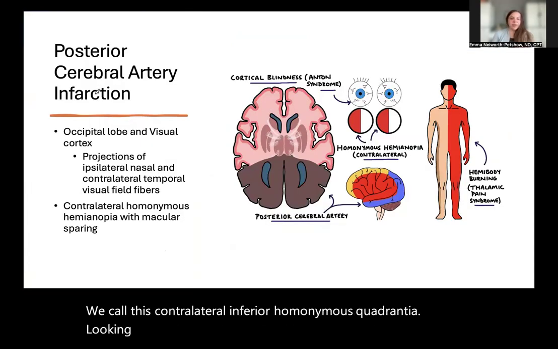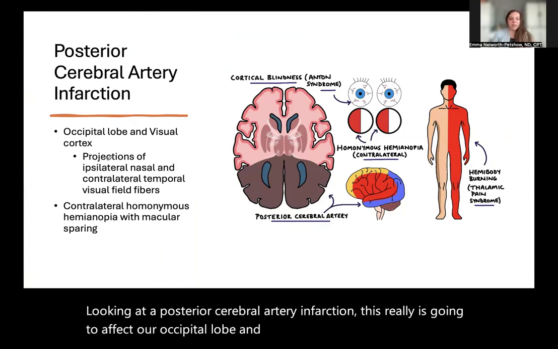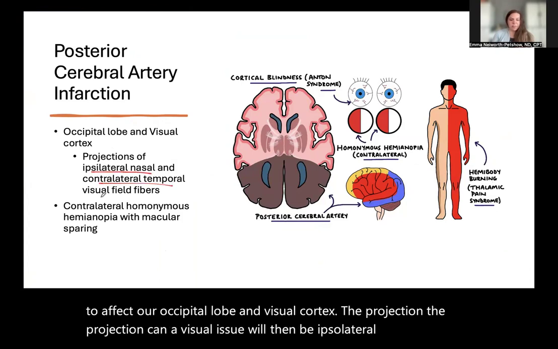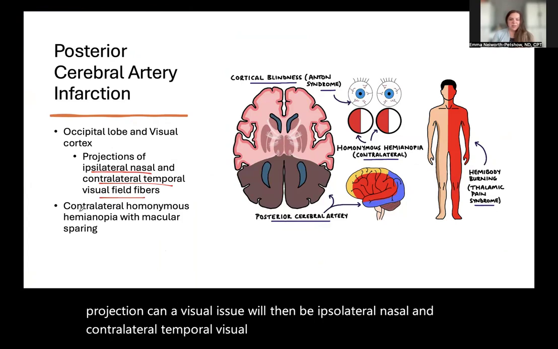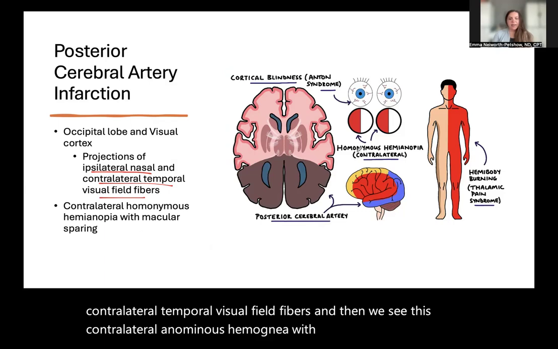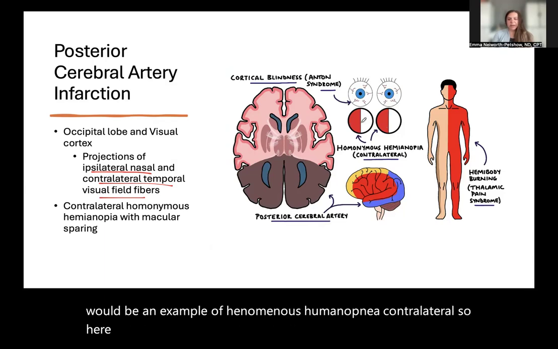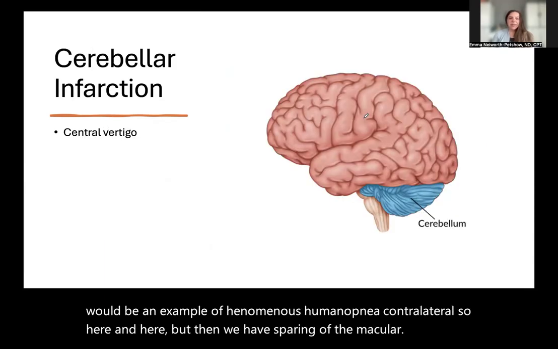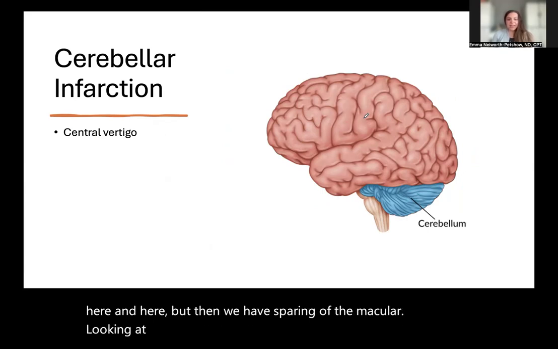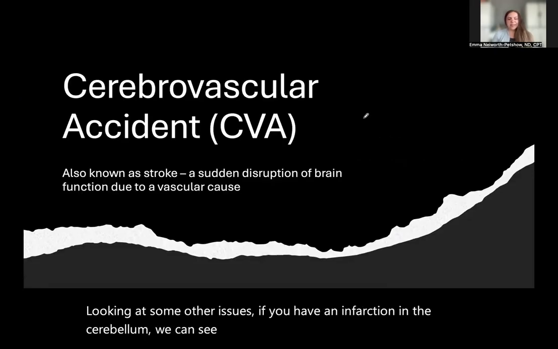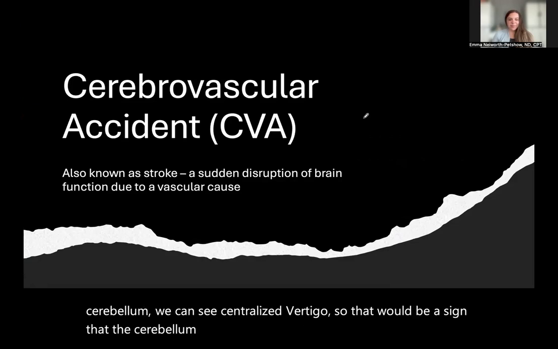Looking at a posterior cerebral artery infarction, this really is going to affect our occipital lobe and visual cortex. The visual issue will then be ipsilateral nasal and contralateral temporal visual field fibers. And then we see this contralateral homonymous hemianopia with macular sparing. This would be an example of contralateral homonymous hemianopia, so here and here, but then we have sparing of the macula. Looking at some other issues, if you have an infarction in the cerebellum, we can see central vertigo. So that would be a sign that the cerebellum has received an infarction.